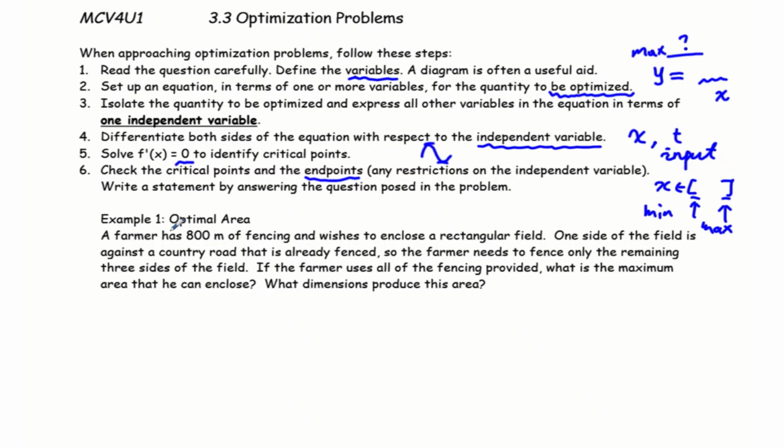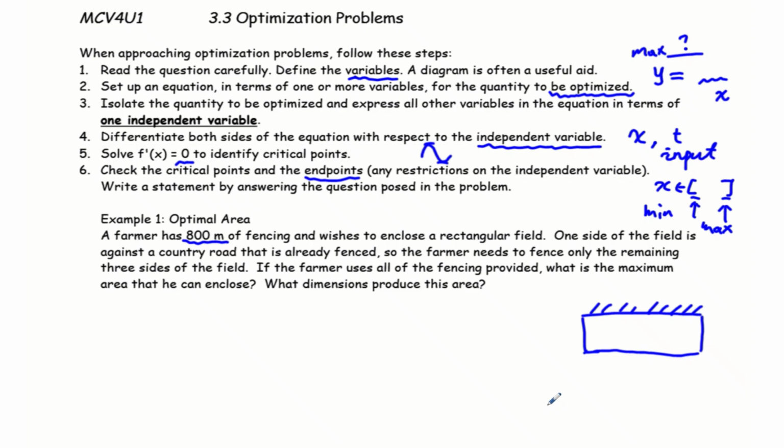So first one, example 1, optimal area. A farmer has 800 meters of fencing and wishes to enclose a rectangular field. So we are going to draw a rectangle here. One side of the field is against a country road that is already fenced. So this is the existing fence, and you don't have to build a fence on this side. So the farmer needs to fence only the remaining 3 sides of the field.